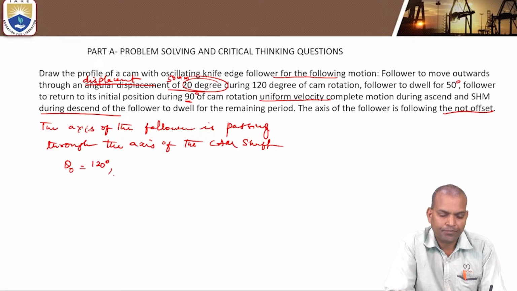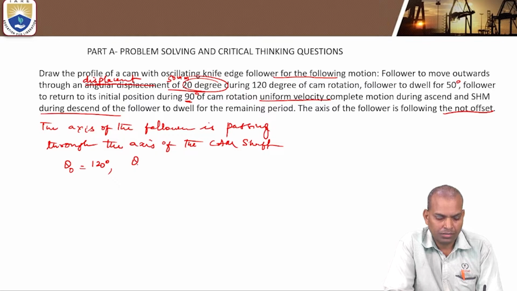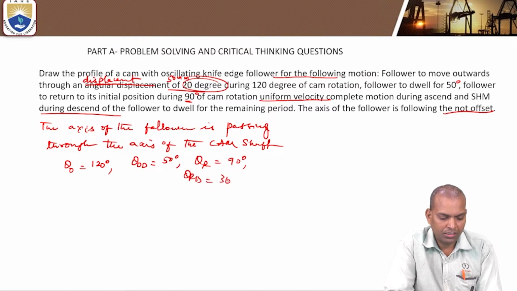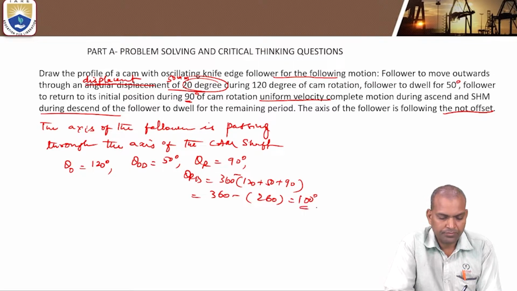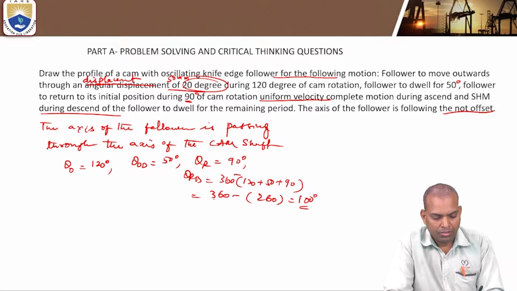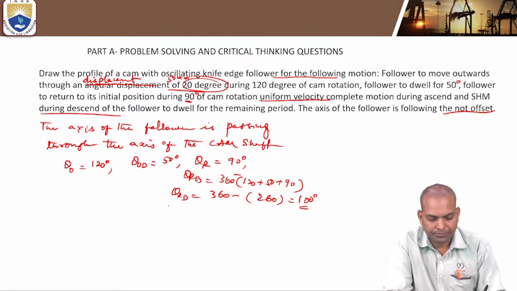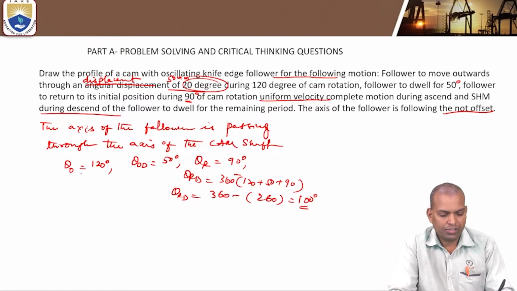So theta outstroke is 120 degree, and theta dwell next to outstroke is 50 degree, and theta return stroke is 90 degrees, and the remaining is 360 minus 120 plus 50 plus 90. 360 minus 170 plus 90, that is 260, that means 100 degrees. So this 100 degrees is theta RD. So these are the return strokes.